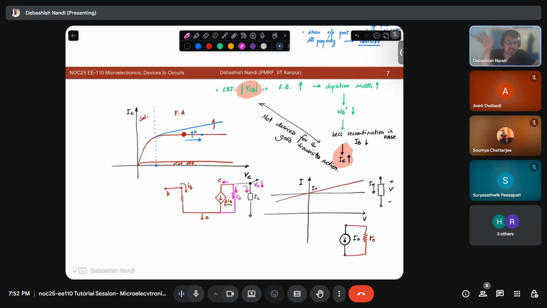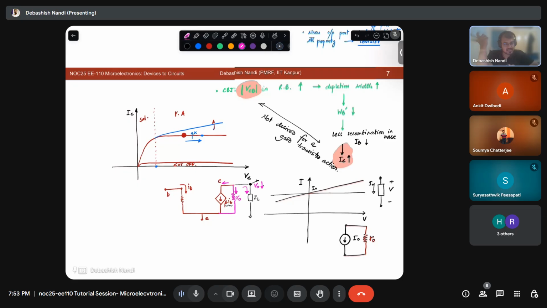For amplifier applications, that is a disaster. We want my R out to be almost infinity. Remember, I discussed in my first session what is the implication of having a transconductance amplifier. There my R out I want almost infinite, right? Because I want an ideal current source at the output. This is the same thing. So my transistor action is losing.